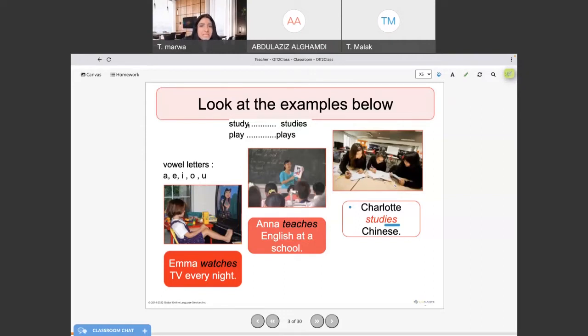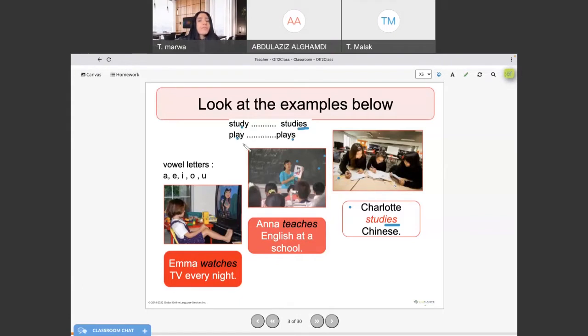Okay, look at the word study, يدرس, and play, يلعب. What's before the Y? Wait, only one letter, not two letters. Only the one letter before Y directly. I have here D, and here letter A. Here I have D before Y. Here I have A before Y.